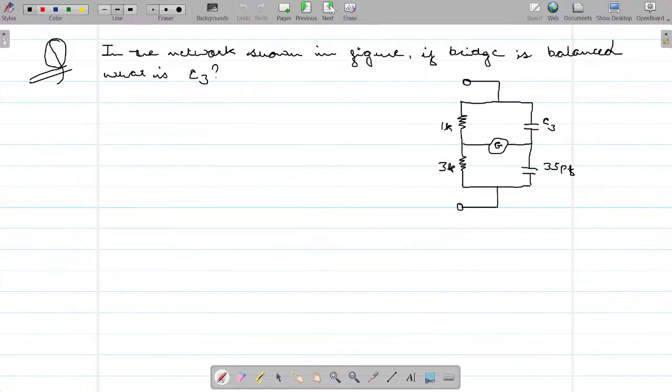Okay. Another easy question. Tell me how to do it. It is already given to you that the bridge is balanced. How will you approach the question? Very easy. Tell me, if the bridge is balanced, what will be the value of C3?